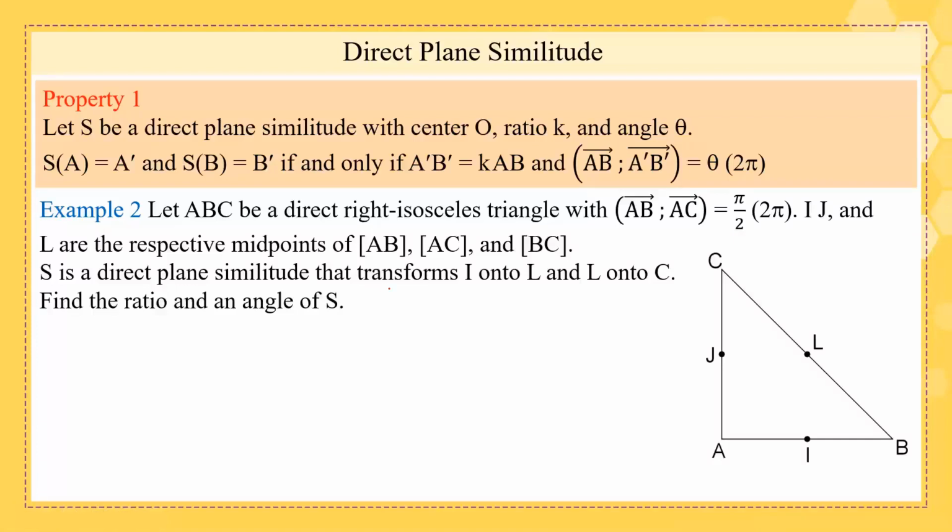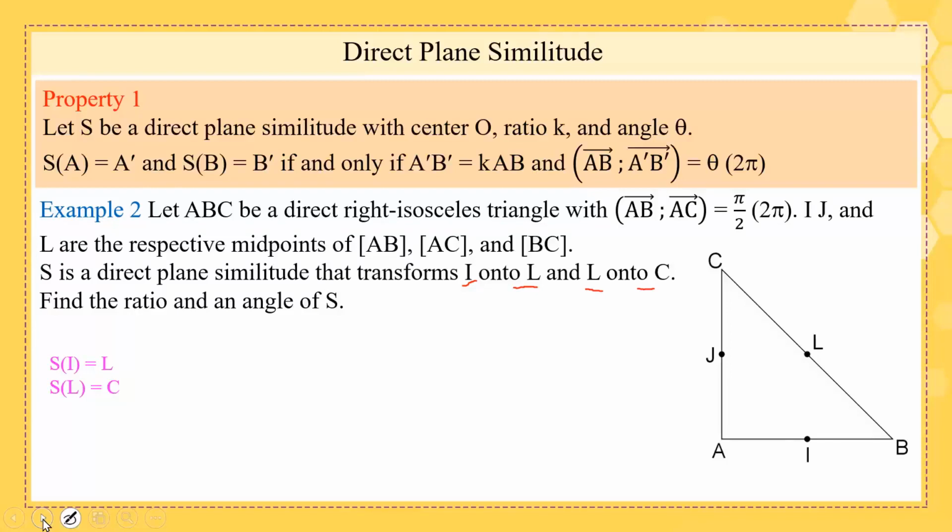First, we will start from the given that S transforms I onto L, and also transforms L onto C. That means S of I equals L. Also, S of L equals C. So we have here the images of 2 points by S. From this, we can find the ratio and the angle of this similitude.